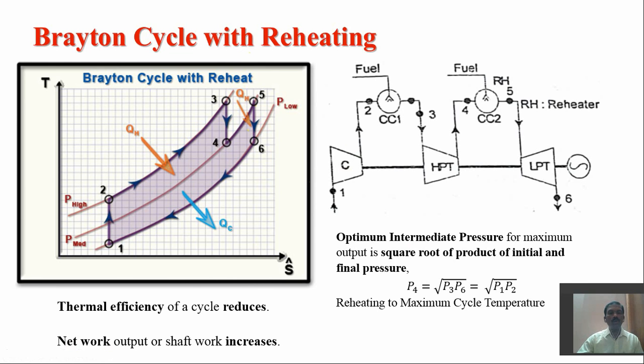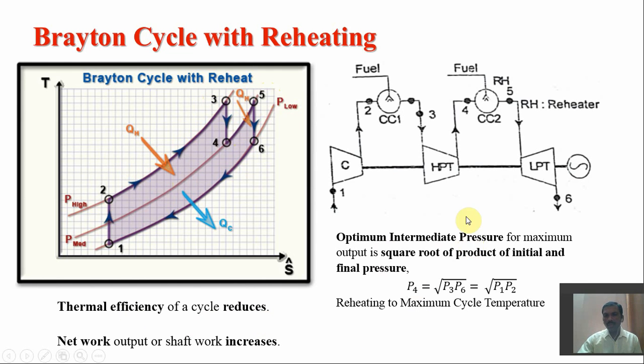Okay, so both the things are increased, but there will be comparatively larger amount of heat added, larger degree of rise in the heat addition. That is why the net effect is thermal efficiency of a cycle reduces. That means as compared to the rise in work output, there will be more rise, more amount of heat is to be added in the two combustion chambers. So thermal efficiency of the cycle reduces.